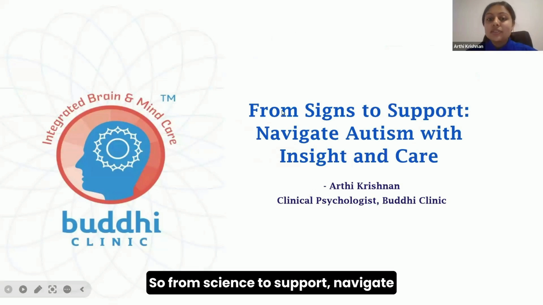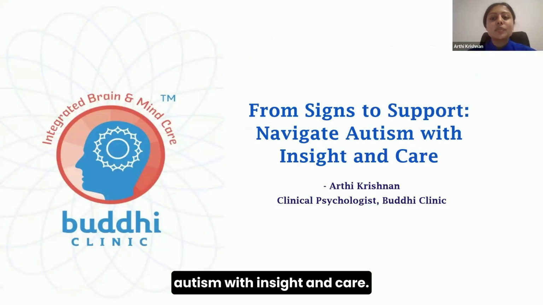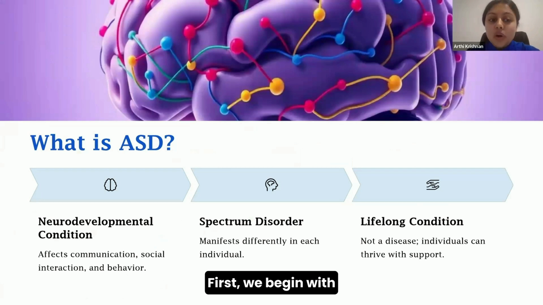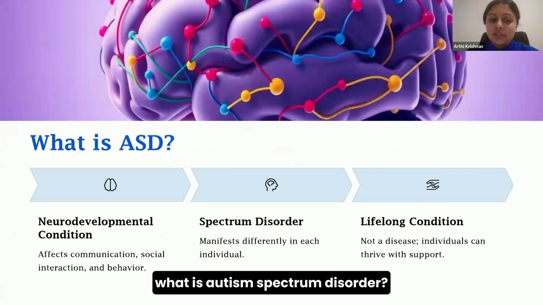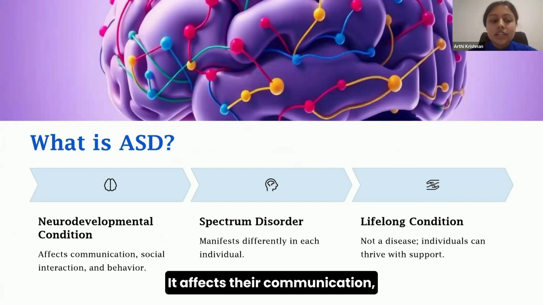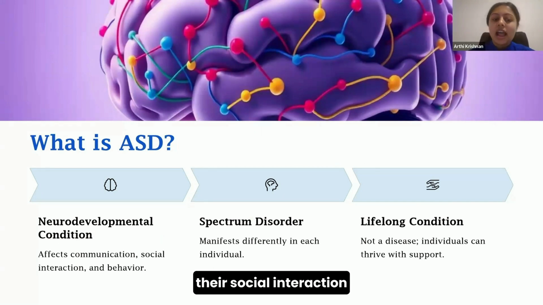So, from science to support, navigate autism with insight and care. That's the topic of today's presentation. First, we'll begin with what is autism spectrum disorder. So, when it comes to autism, it's a neurodevelopmental condition. What happens to a person with autism? It affects their communication, their social interaction, and their behavior. So, these are the three major domains that are affected.